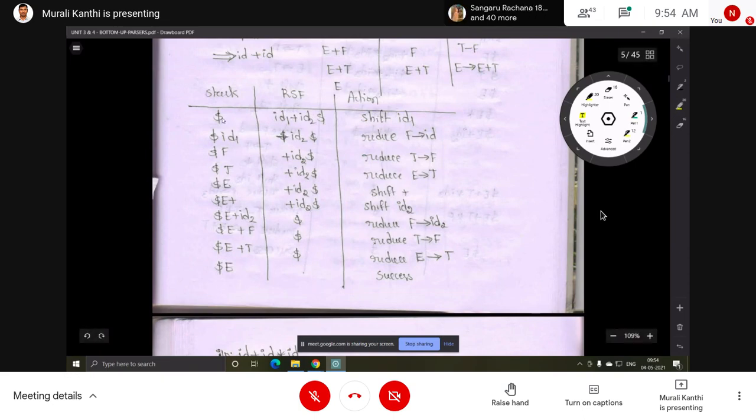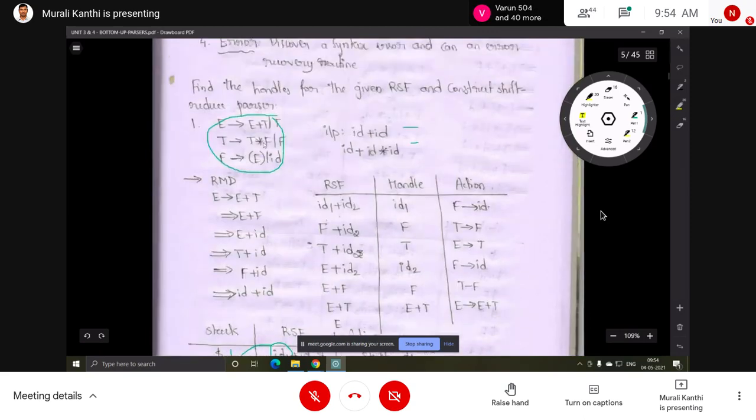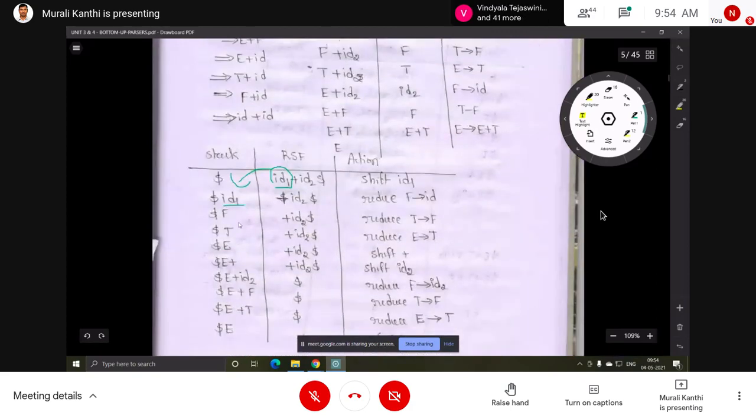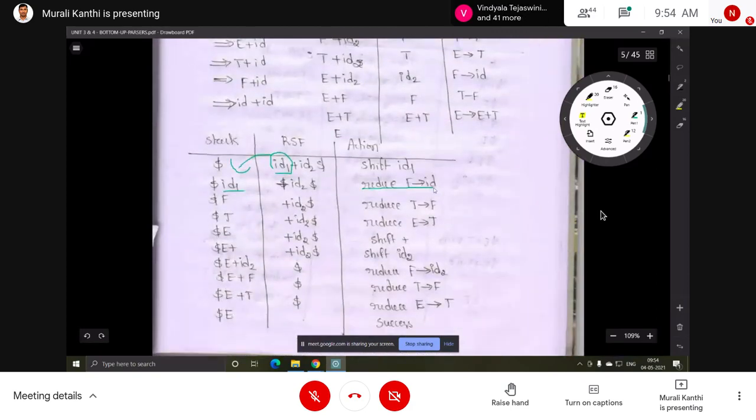First action: shift. That means the first symbol will be shifted onto the stack. After shifting, the stack is going to contain dollar id1. Next, is any handle found in the stack? Yes, id is a handle, so we reduce id by f. In place of id, we write f.